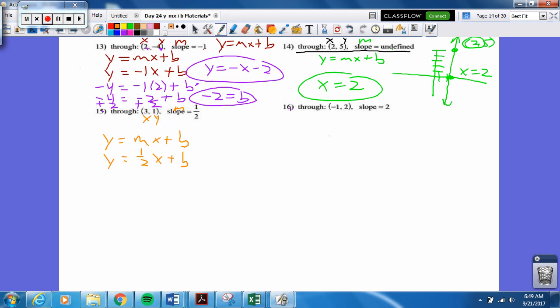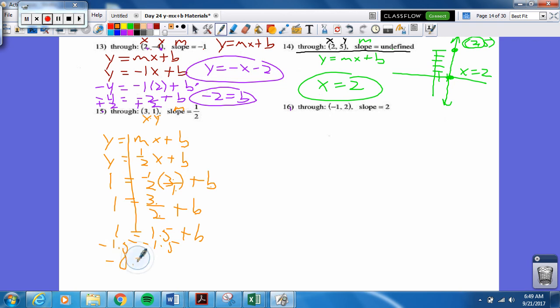Okay, now y goes here. So y is 1, 1/2 times x is 3. No problem. Plus b. Solve for b. That's what we're doing. 1 equals 1/2 times 3, so 1 times 3 is 3 on my numerator, 2 times 1 is 2. Plus b. 1 equals, well, I can turn this into a decimal if I want, 1.5. 3 divided by 2 is 1.5. Plus b. Minus 1.5, minus 1.5. So I have negative 0.5 equals b. There you go.